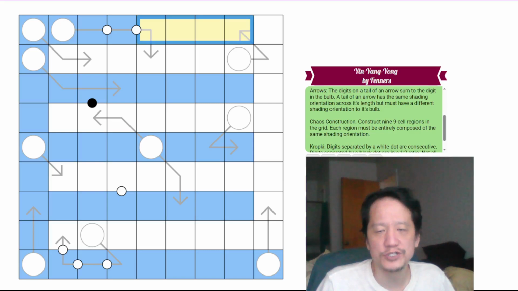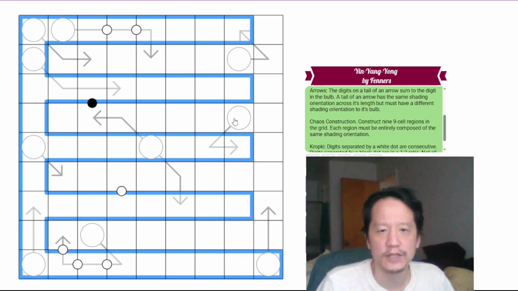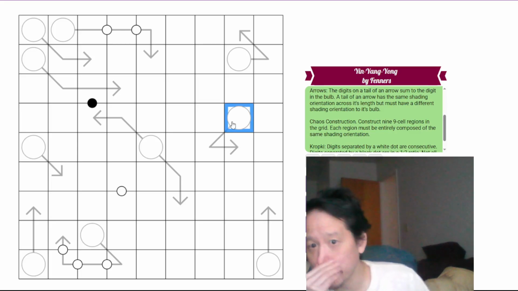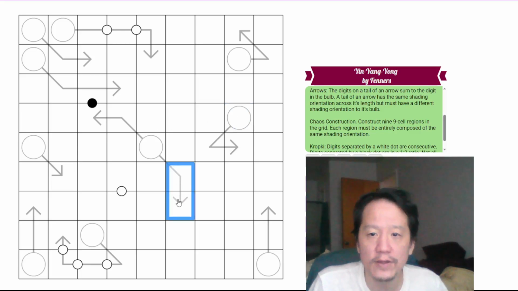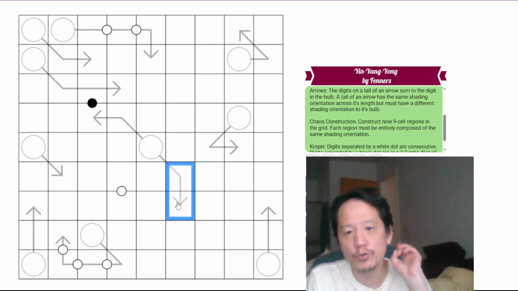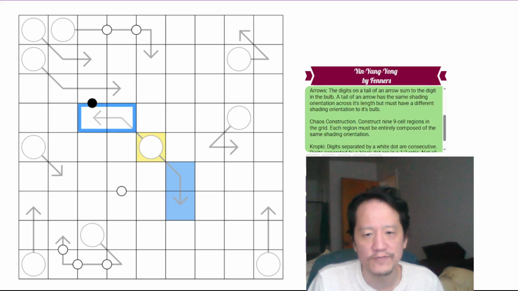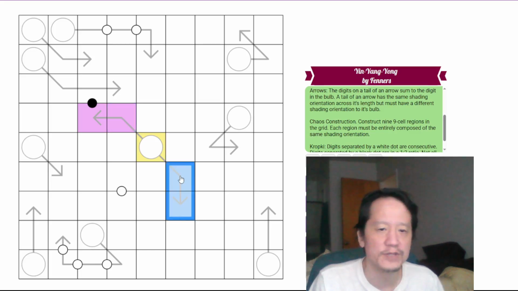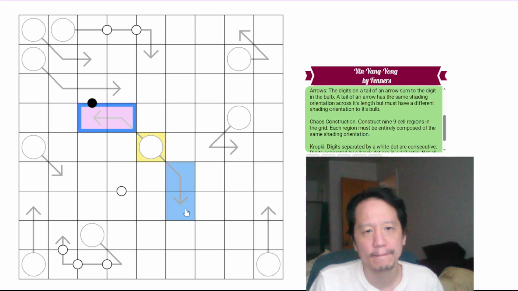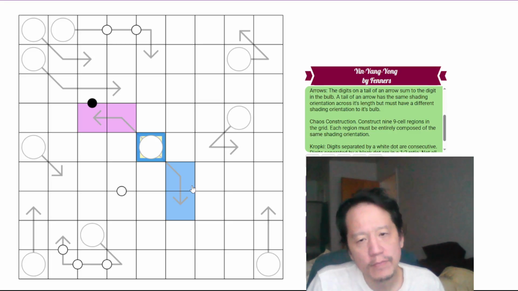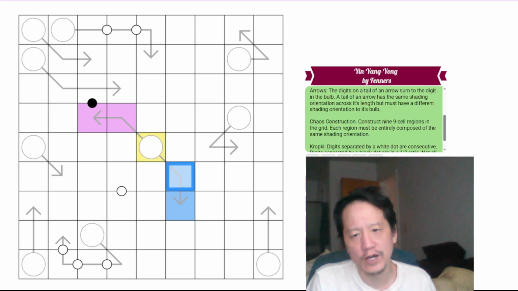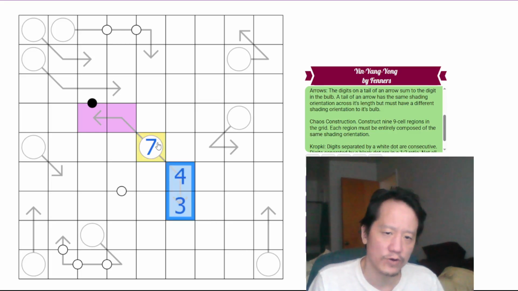We also have arrows, where the digits on the tail of an arrow sum to the digit in the bulb. The tail of an arrow has the same shading orientation along its length, but it must have a different shading orientation to its bulb. So for the shading here, this cell must have a different shading than these two. So it could be here, and this could be a completely different shading, as long as it's not the same as that. But these two have to be the same shading, and these two have to be the same shading. Also, these two digits must add up to what this digit is. So as an example, you could have something like 4 and 3 here, and this is 7. And that would work for the arrows.